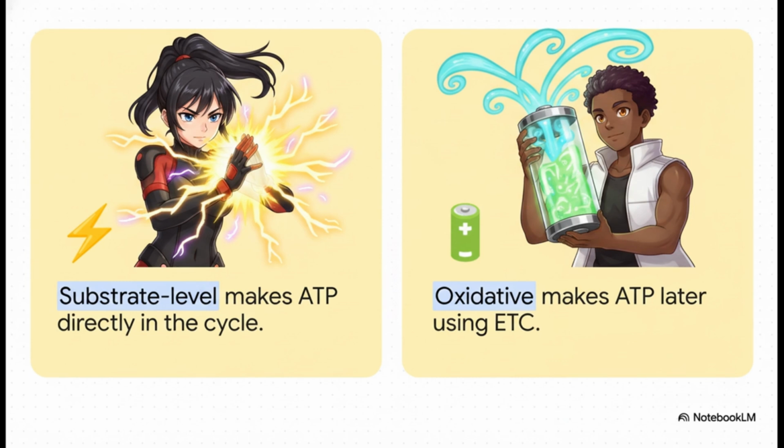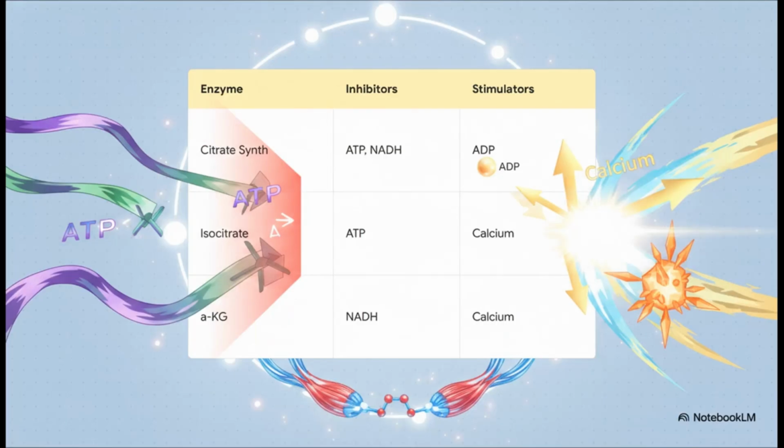Conversely, oxidative phosphorylation happens much later. That's when the NADH and FADH2 we generate in the cycle are transported over to the electron transport chain to mass produce ATP. Let's look at how the cycle regulates itself. You'll notice a clear pattern.